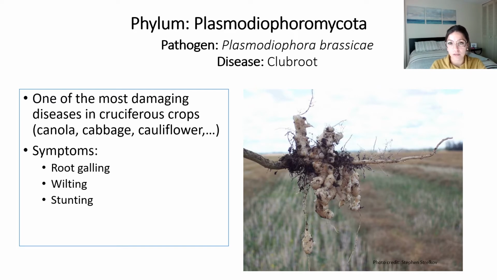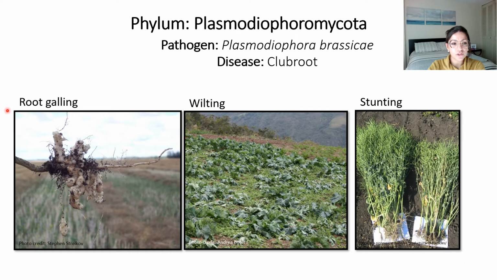The most important symptom of the disease is root galling, which is caused by hyperplasia and hypertrophy of the root cells, and it impedes the plant from taking up water and nutrients. Therefore, we can see wilting and stunting of the plants. In this first picture, we can see the root galling. Those are young galls in canola plants, and we can see the wilting in a cabbage crop.